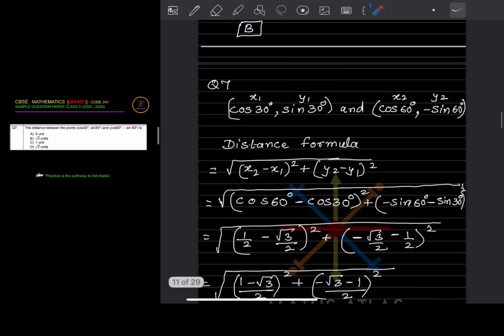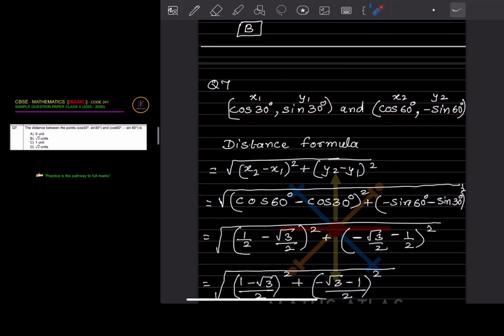Now, question number 7. The distance between the points is given, that is cos 30, sin 30, and cos 60, and that is minus sin 60. So be careful with the sign. Now the same thing I have written here: cos 30, sin 30, cos 60, and minus sin 60.